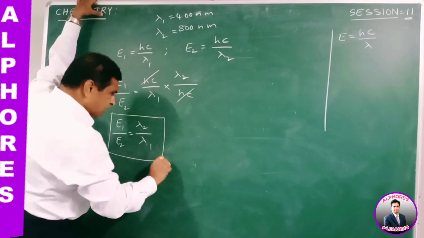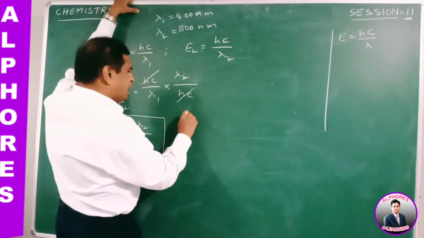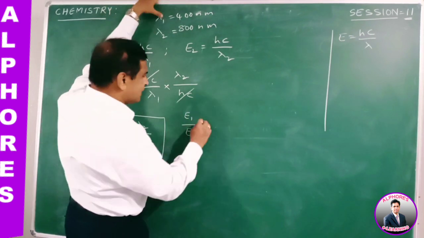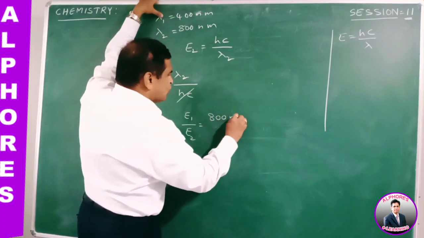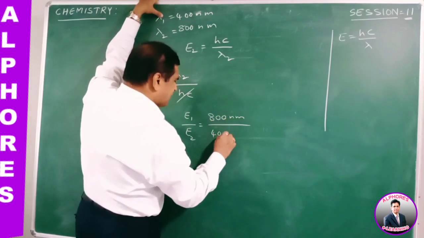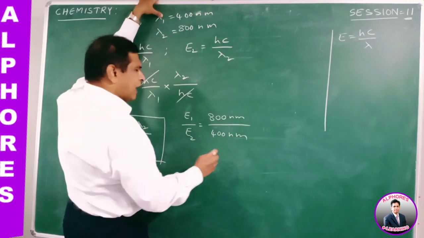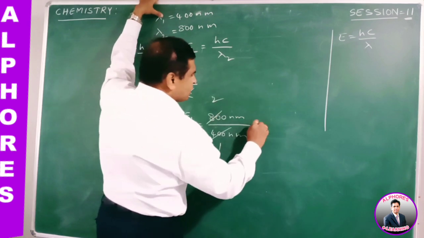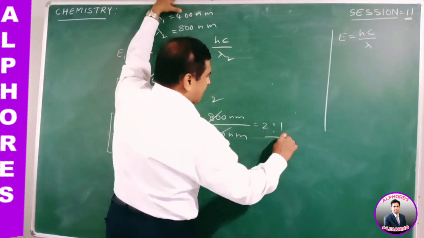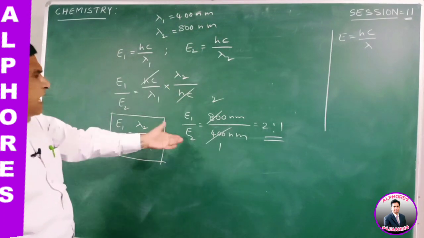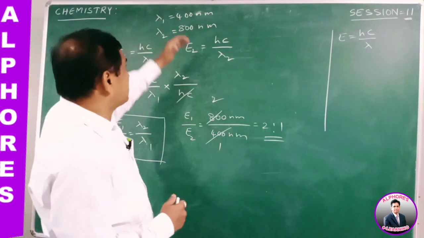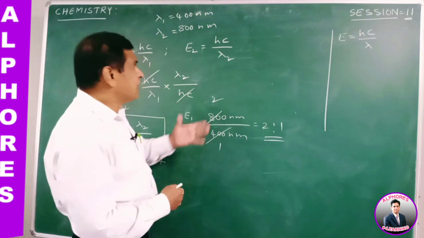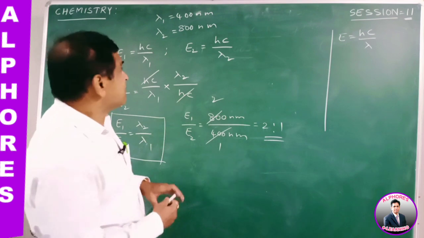So, E1 by E2 is equal to lambda 2, 800 nanometers, by 400 nanometers, which is 2:1. The energy ratio of the two radiations having wavelengths 400 nanometers and 800 nanometers is 2:1. We can expect some simple numericals like this.